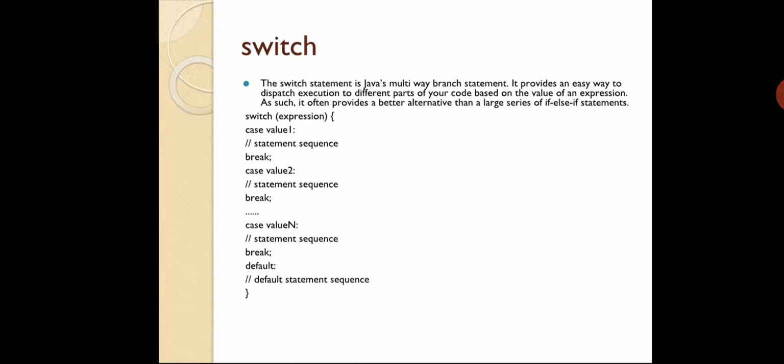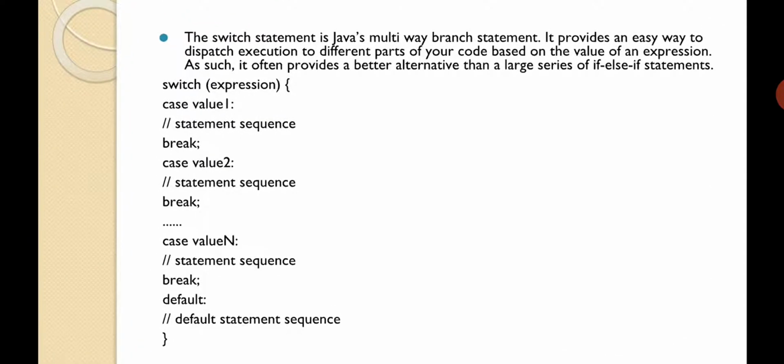Okay, now the next thing is switch. The switch statement is Java's multi-way branch statement. It provides an easy way to dispatch execution to different parts of your code based on the value of an expression. It often provides a better alternative than a large series of if-else if statements. Obviously, this is to reduce the length of the code. Always remember, whenever you are writing any programming, make sure that you minimize the number of variables in your program and minimize the number of lines you write.